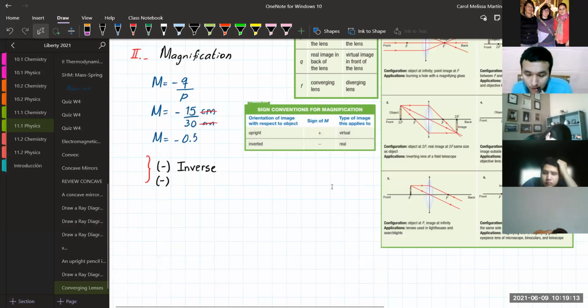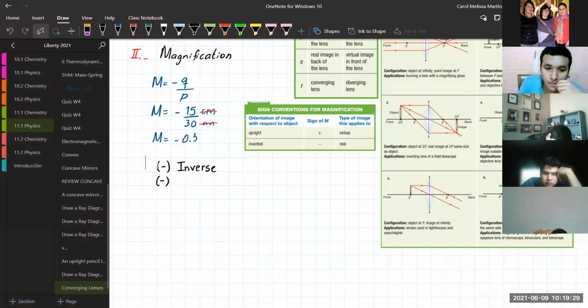Okay, so that magnification, negative means inverted, and negative means a real image. Okay, positive is a virtual image. So this negative, the other negative, I put it that is real image. I wrote inverse, but it's inverted or upside down.